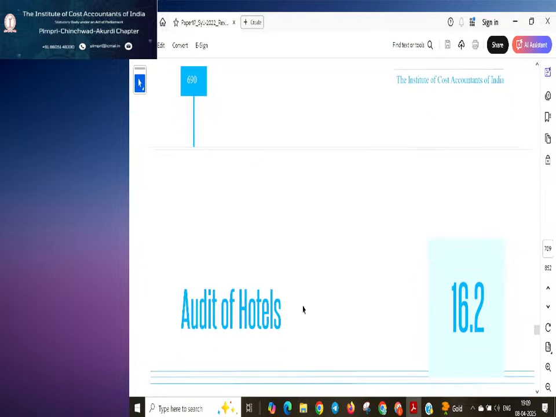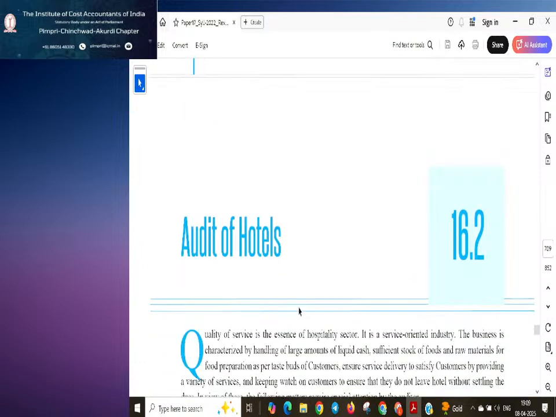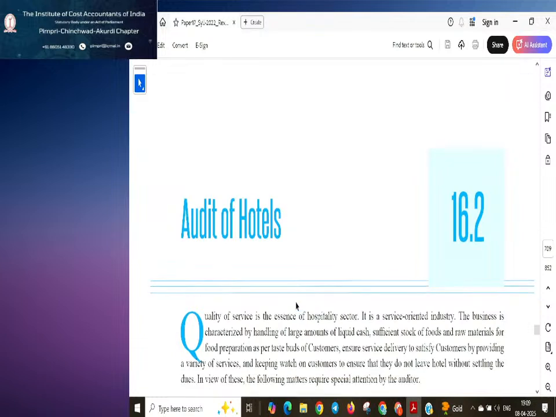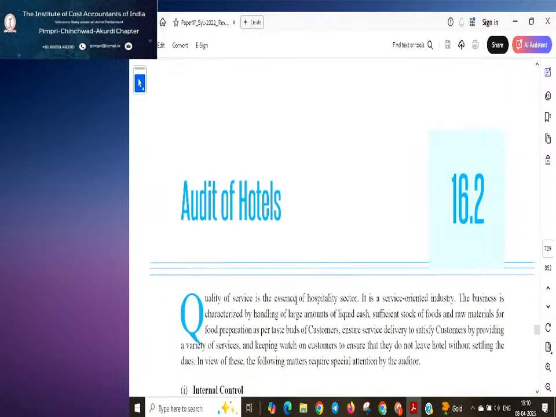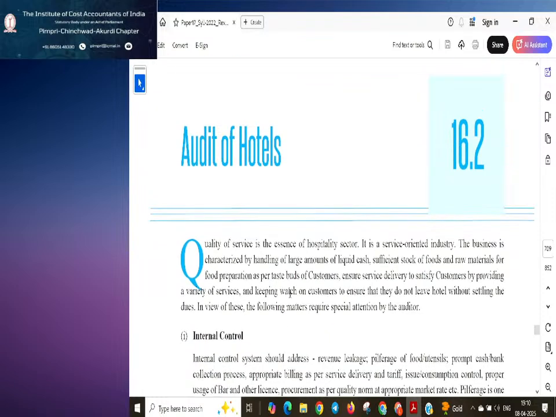So the next one is audit of hotels. It is the hospitality industry. It could be accommodation along with food or without food. So there are so many things under it. So what are the internal controls in hotels? If you are able to list some in the chat box, that will be good, because I can pick it up from there.